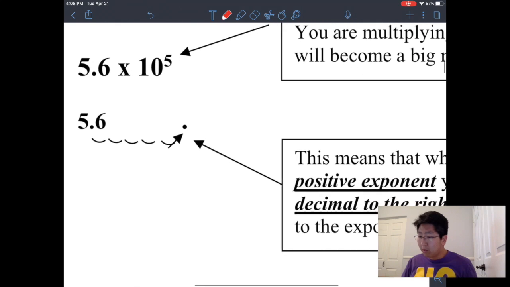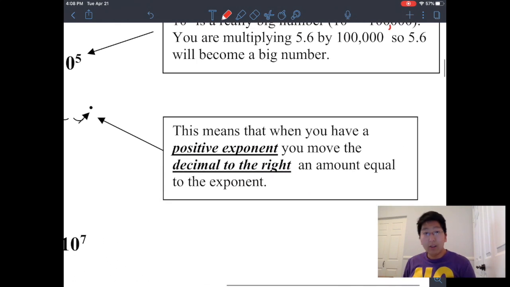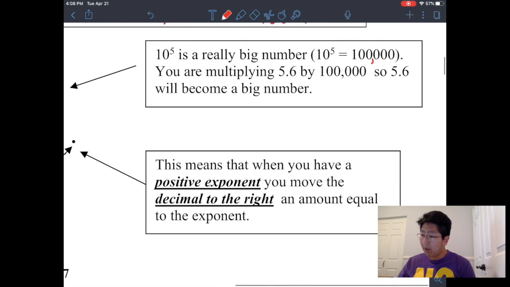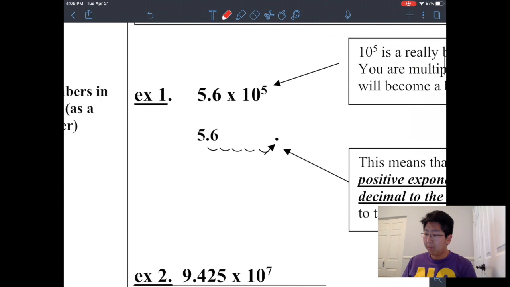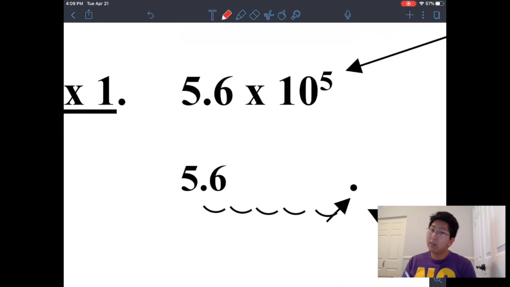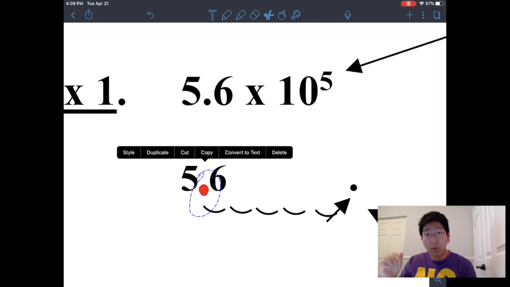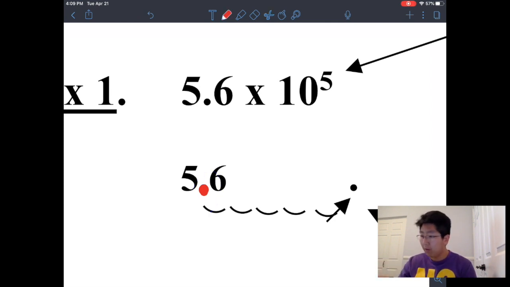So let's just read down here. What this means is that when you have a positive exponent, okay, remember that the exponent is positive 5. It's not a negative exponent. That's just one way we could think, oh, it's going to be a big number. You're going to move the decimal point to the right. So here, 5.6 is a value that is greater than or equal to 1, but less than 10, right? 5 is in between 1 and 10. And because it's times 10 to the 5th, we're going to take this decimal point right here, and it's going to move over to the right. How many times?